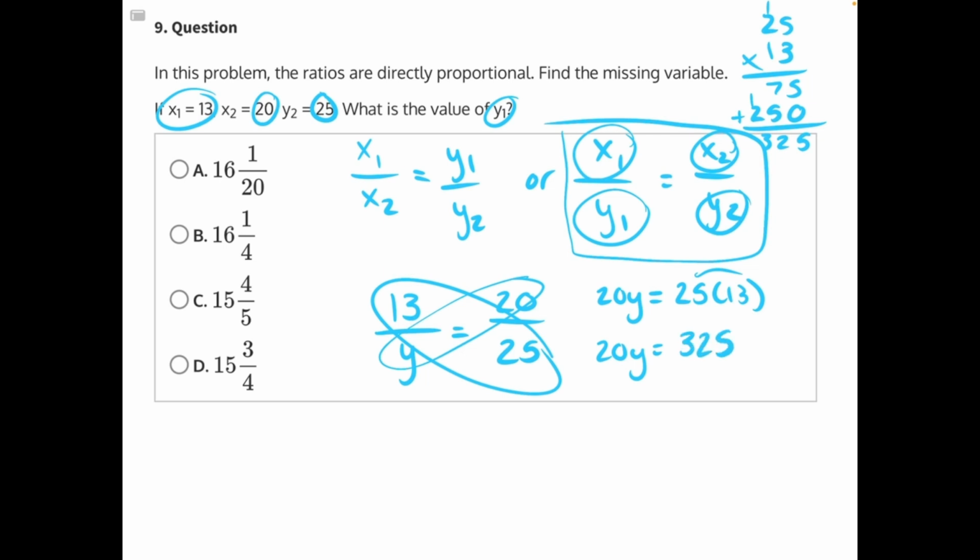Now 20 is being multiplied to y, so we need to do the opposite and divide both sides by 20 if we want to isolate that variable. That will leave us with y equals 325 over 20.